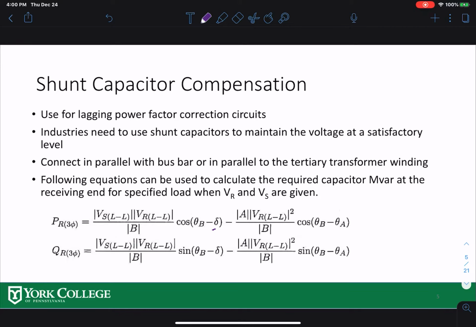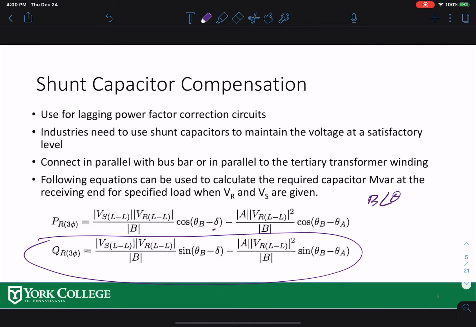For shunt compensation in the opposite case, when heavily loaded, your voltage goes down, so you need support to bring the voltage up. How much reactive power you need to maintain the voltage at the receiving end depends on this, right? And your B and A are your transmission line constants over here. Both are complex quantities, with angle and magnitude. That's why you see theta A, theta B over here, and delta is your load angle, right?